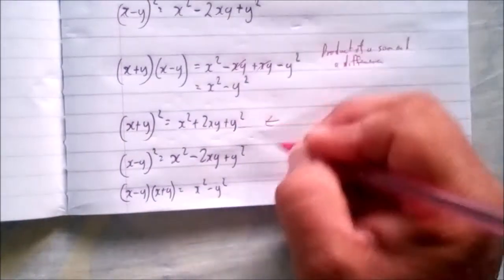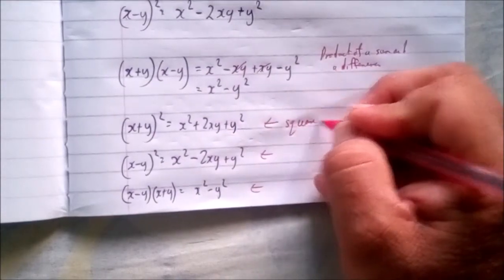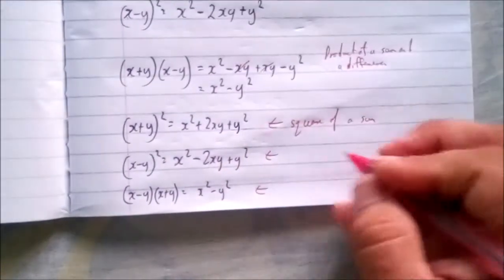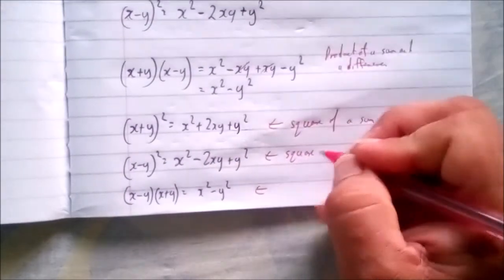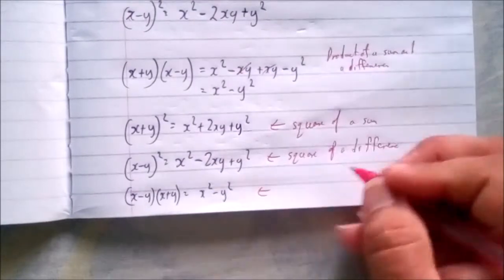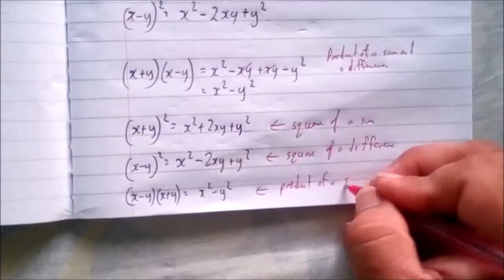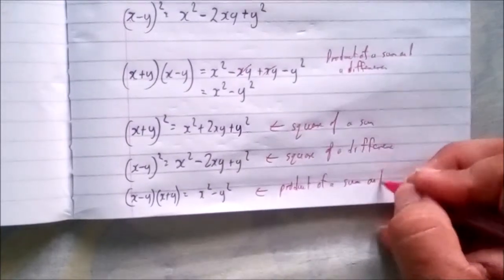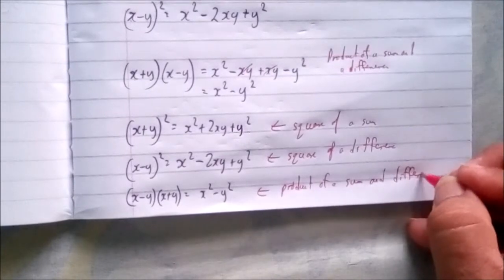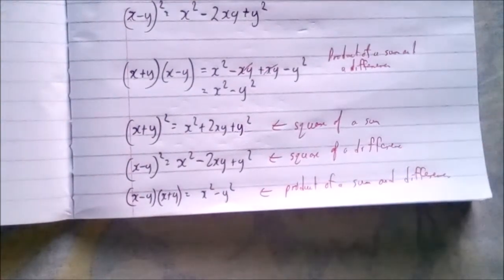This is the square of a sum, the square of a difference, and the product of a sum and difference. Okay, so let's see if we can work some problems now. Let's do some exercises. So we're going to take some problems now and work them out.